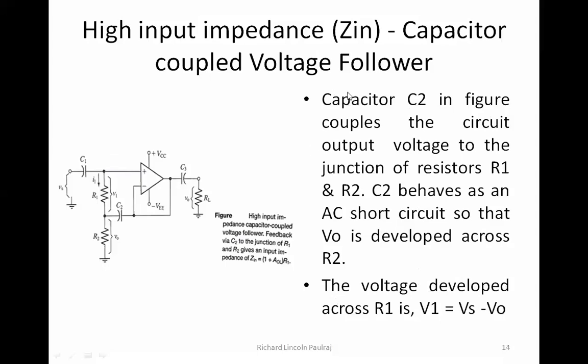Right. So capacitor C2, we'll be concentrating on this capacitor in the figure. It couples the circuit output voltage to the junction of resistors R1 and R2. So you have a junction here which is made up of two resistors, R1 and R2. So we are concentrating on this junction, and we are also looking at capacitor C2, R1 and R2. C2 behaves as an AC short circuit so that V0 is developed across R2.